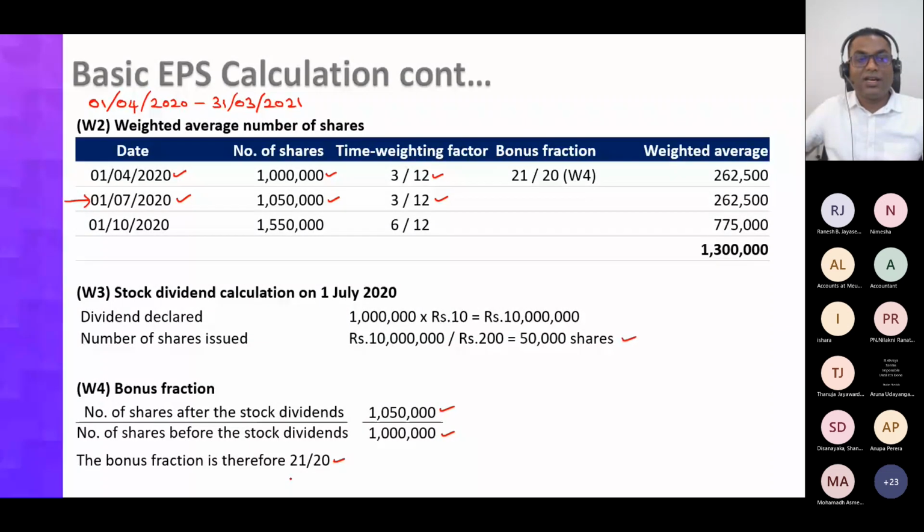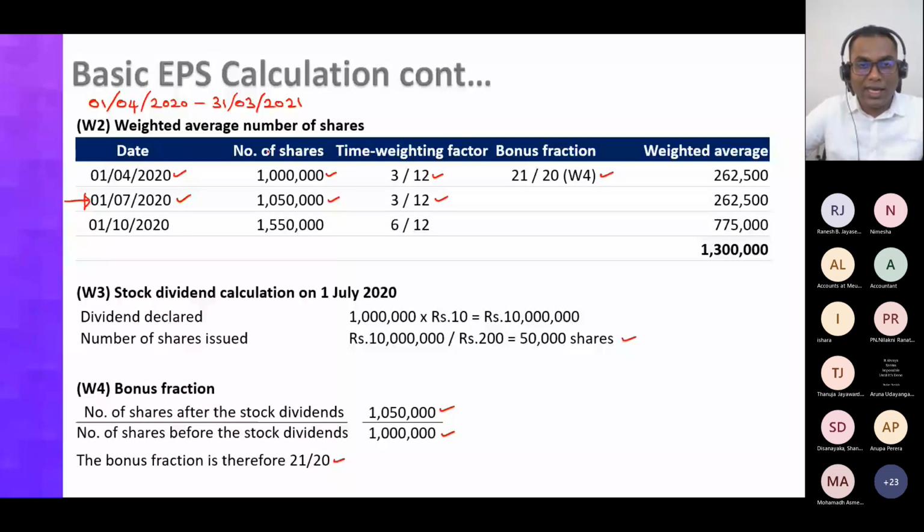21 over 20. Then how do you make the retrospective adjustment? You go to all the periods prior to this particular change, in which these 50,000 shares are included. You go to all the periods prior to this date and multiply those periods by the bonus fraction. Now you have only one period before the stock dividends are paid, so you go there and multiply that by the bonus fraction.